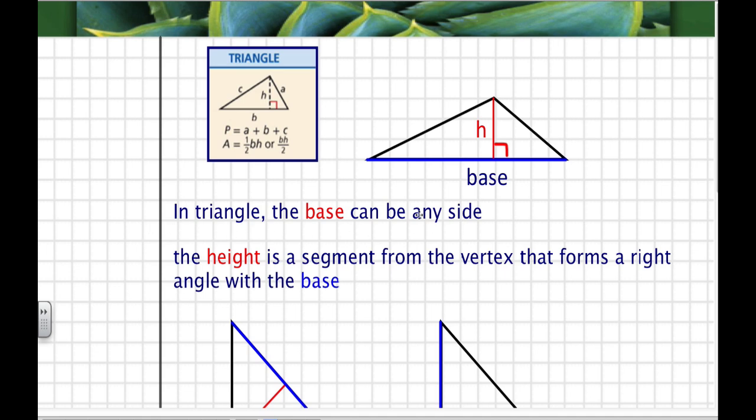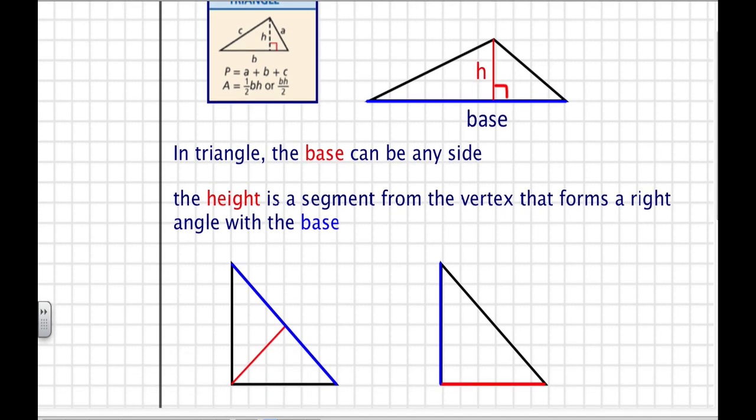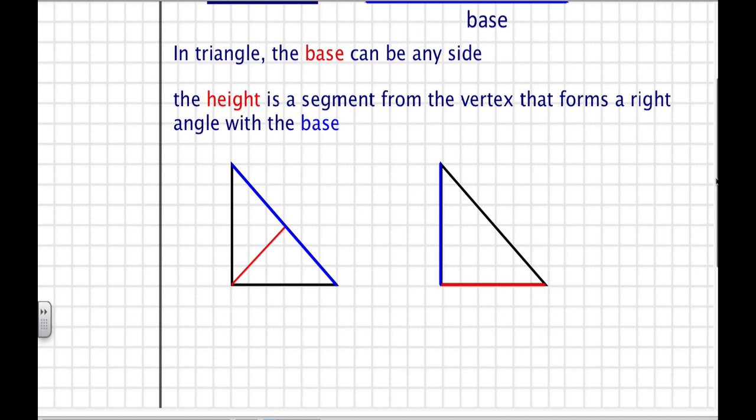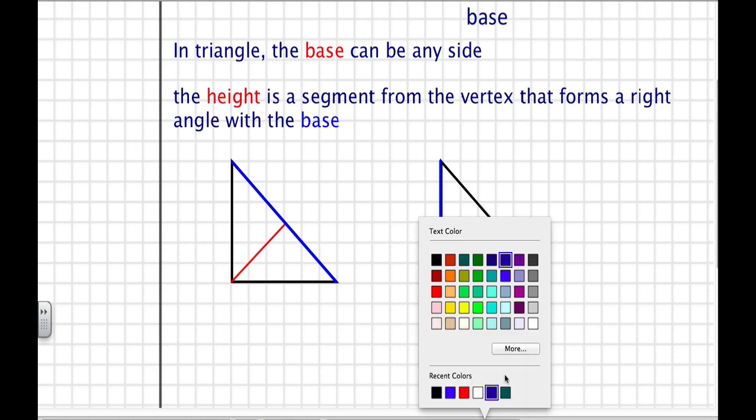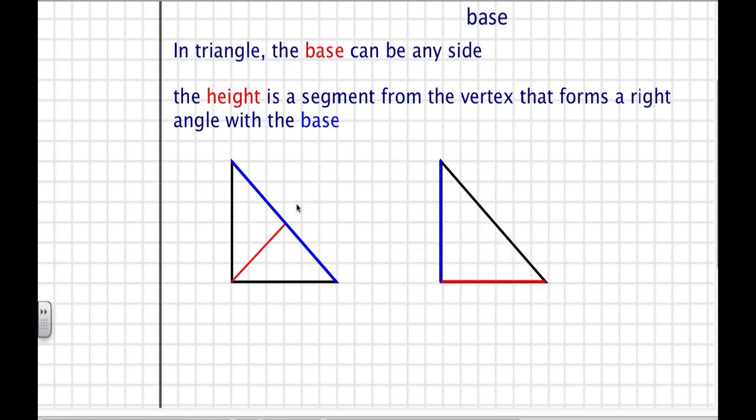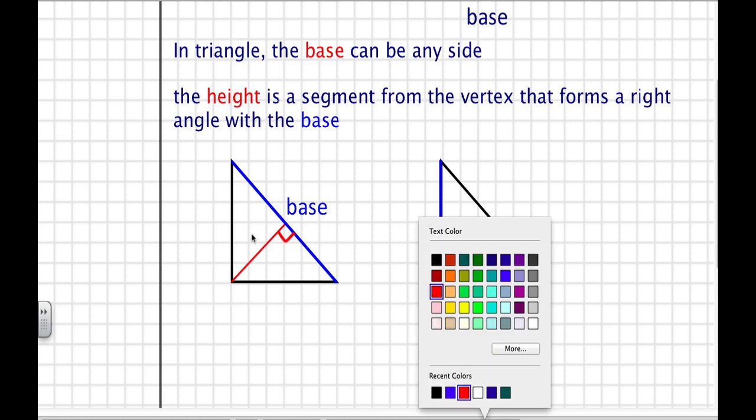A lot of times we think of the base as being on the bottom, but it doesn't have to be. In this triangle it was, but in these two triangles it is not. So if we look at this triangle right here, I've set it up so that the base is over on this side. The base is here. And then if I draw this segment that goes from the opposite vertex so that it forms a right angle with the base, this is my height. So label that in there.